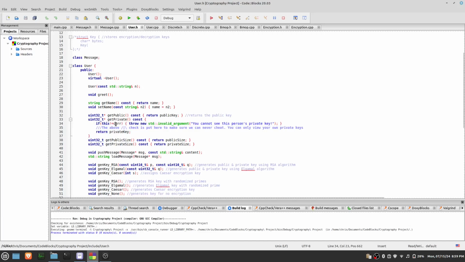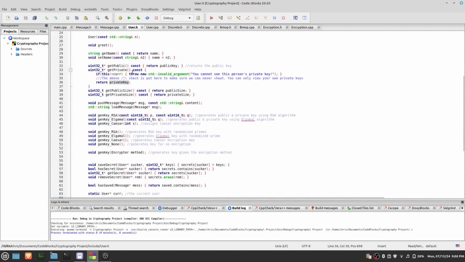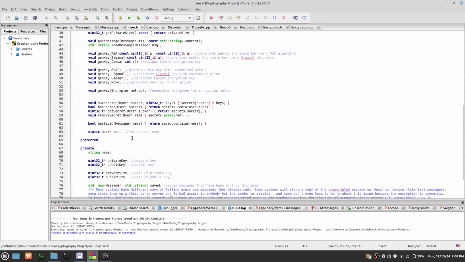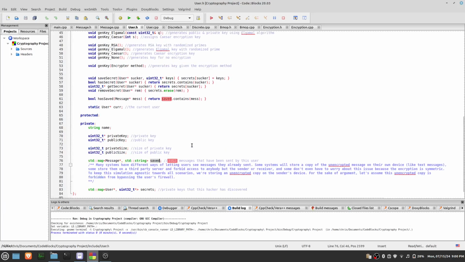It literally checks, is this the current user? If not, I want you to crash the program so that we cannot continue. Because at any point, you should only be able to see someone's private key if that someone is you. So, yeah. I probably should have also done the same thing for the saved messages. That would have been a good idea.